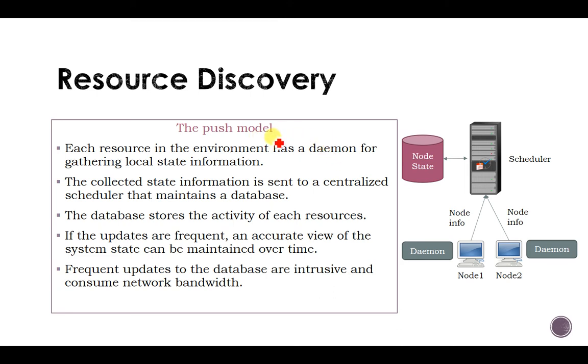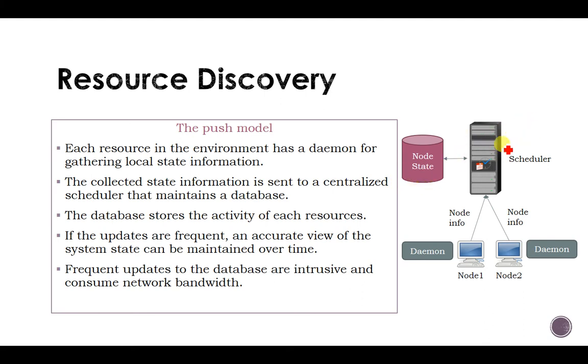The second one is called the push model. Here the scheduler will not access the data from the nodes. The node itself runs a daemon program, and whenever resources become available in a particular node, the node itself shares the node info with the scheduler. The scheduler will store that state information of every node in a database called node states, which shows how many resources are available and how many are being used by other processes or jobs.